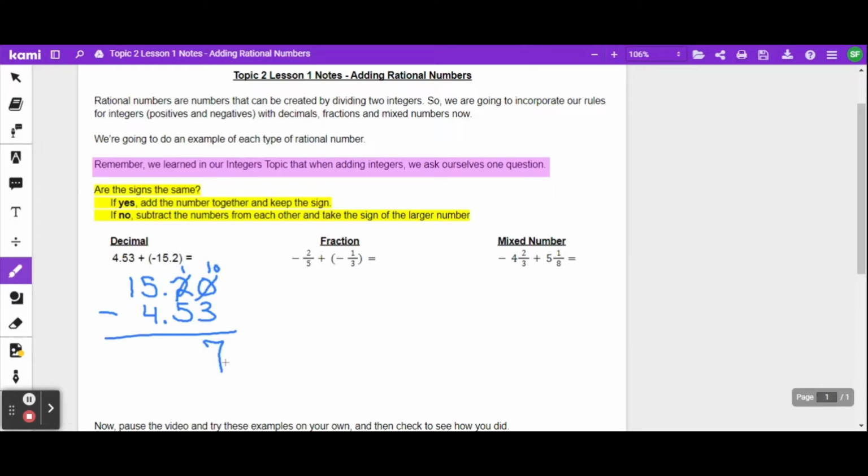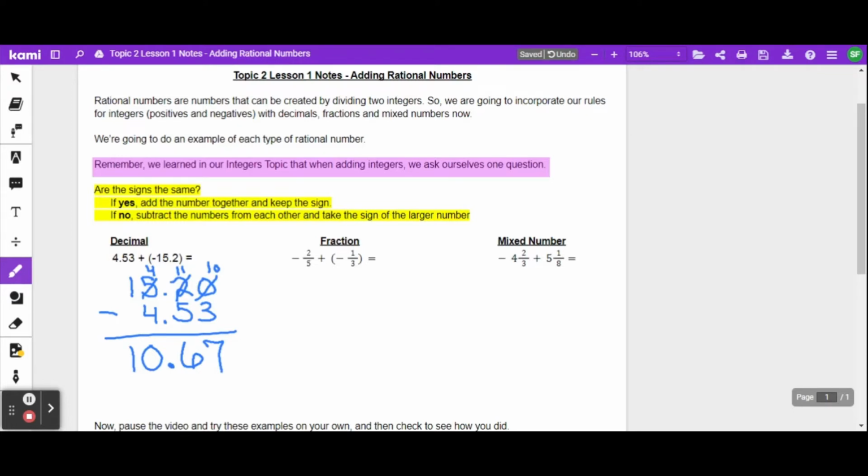10 take away 3 is 7. If I have 1, I cannot take away 5, so I have to borrow from the 1's place here. That's going to become a 4. This is going to become 11. That leaves me with 6. Decimal comes straight down, just like we learned in topic 0. And 4 minus 4 is 0, and 1 minus 0 is 1. So the numerical value for our answer is 10.67.